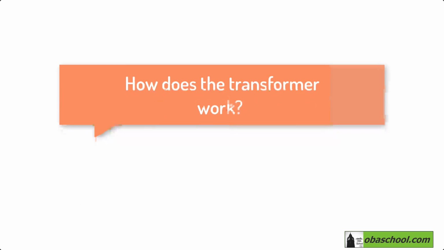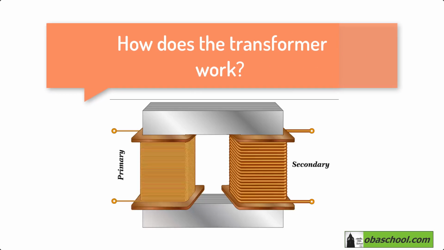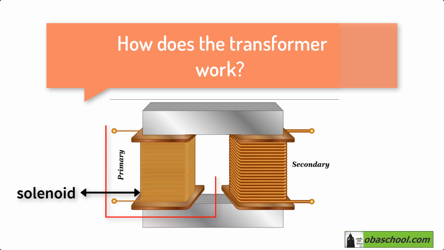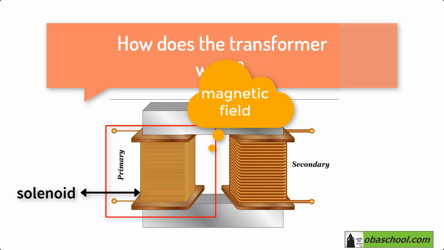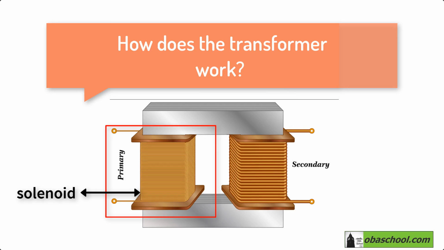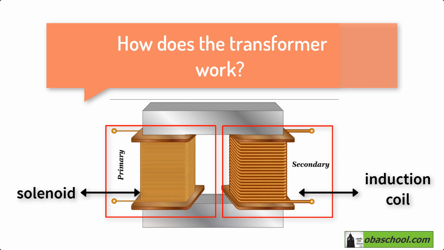Now, how does the transformer work? The primary coil behaves like a solenoid. When a current flows through it, a magnetic field is generated in the metal core. The secondary coil behaves like an induction coil. A current is only induced in the secondary coil when the magnetic field inside this coil changes.